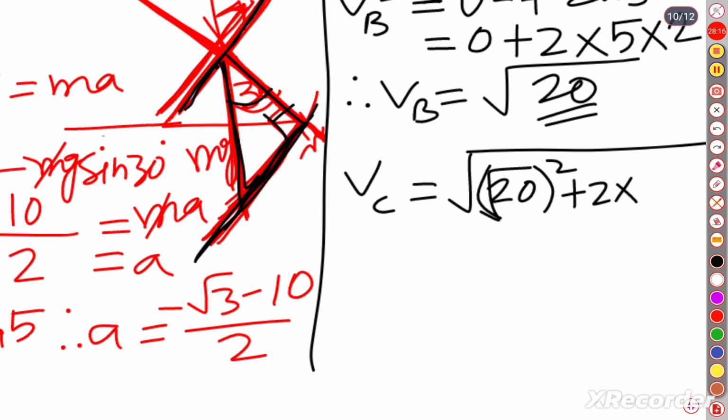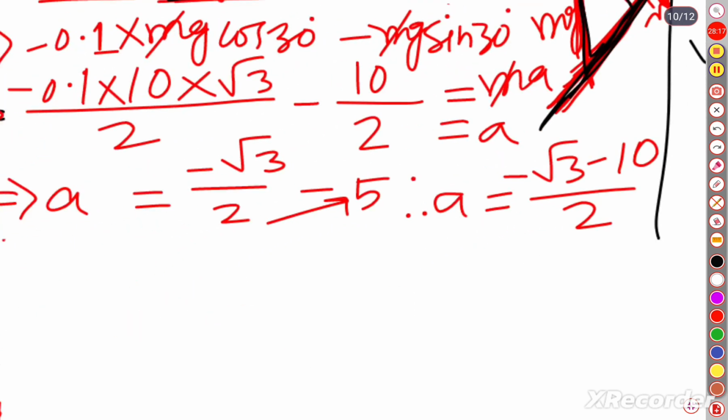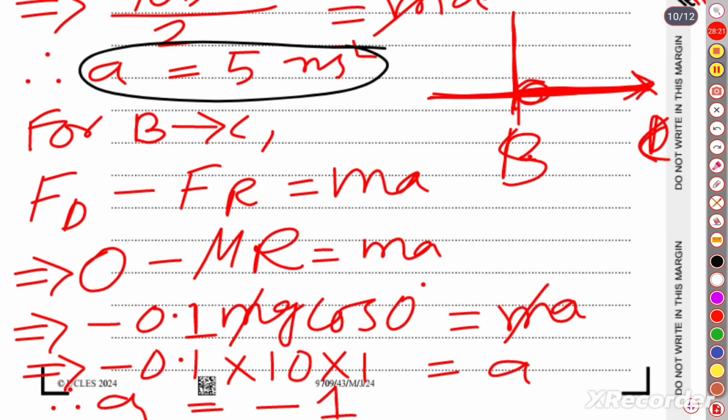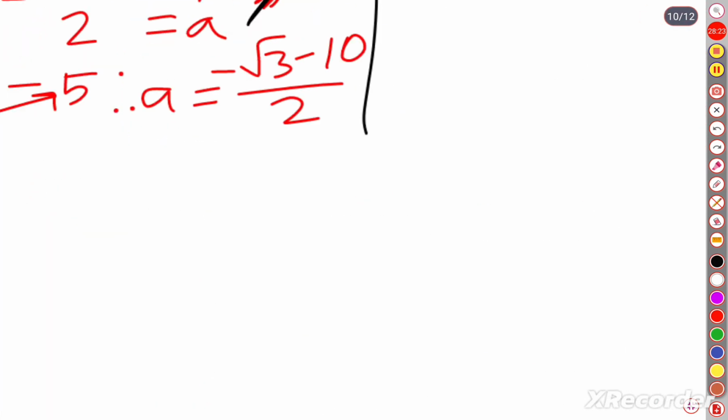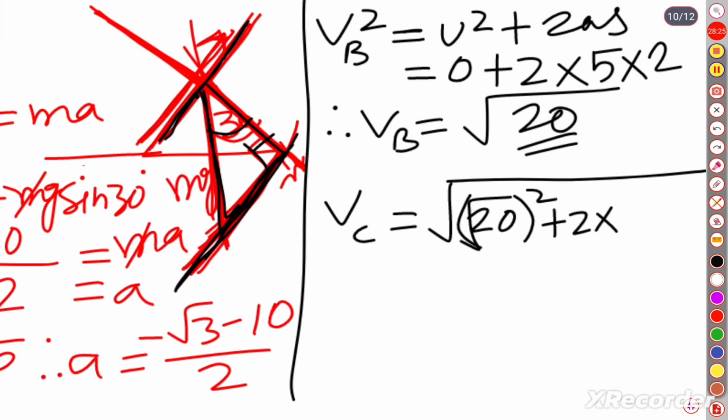a is actually what we have obtained at point B; our a was negative 1, so let's write negative 1, and s in all cases is 2. So what is it going to be? Ultimately velocity at point C is 20 minus 4. 20 minus 4 means 16, so it is going to be 4 meters per second. So velocity at point C is 4 meters per second.